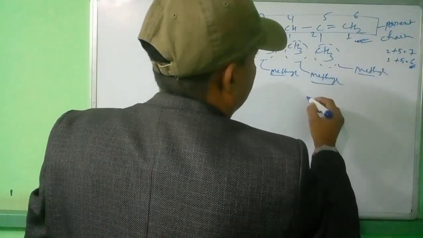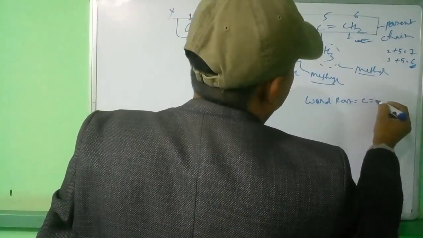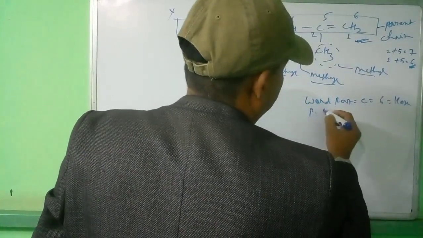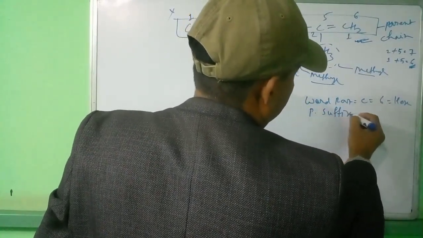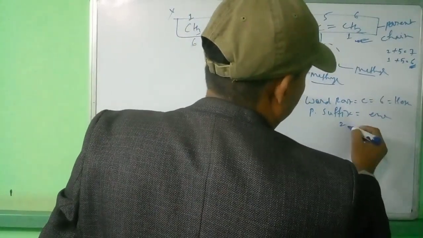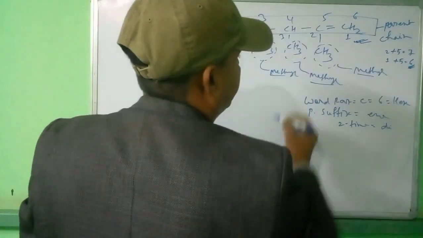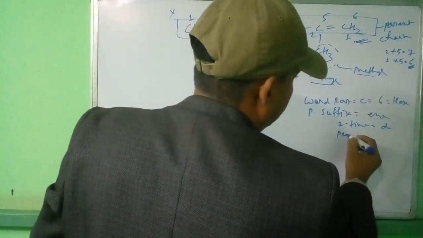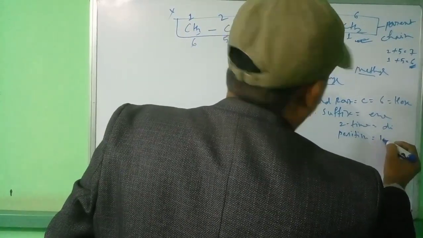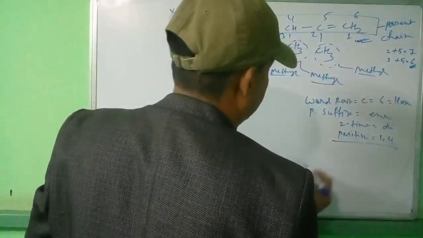Then what is the word root? Word root: C equal to 6 means hex is the word root. Okay. Primary suffix: what? Ene. How many times? 2 times, so the di term can be written. Okay. Position is what? 1 and 4. The double bonds are at the 1 and 4 positions.